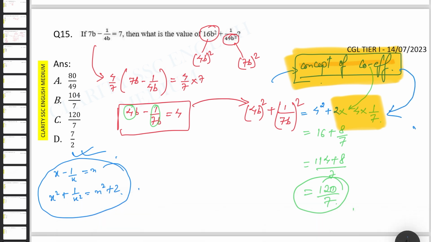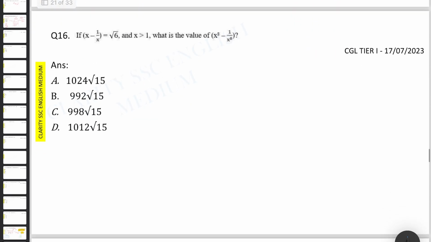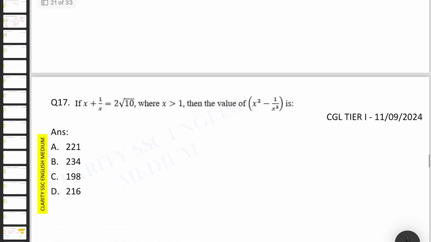Let's see the next one. Question number 16 says, x minus 1 by x is equal to root over 16, then x to the power 8 minus 1 by x to the power 8. This is a new concept. I will solve it in the last portion. Leave this question number 16.